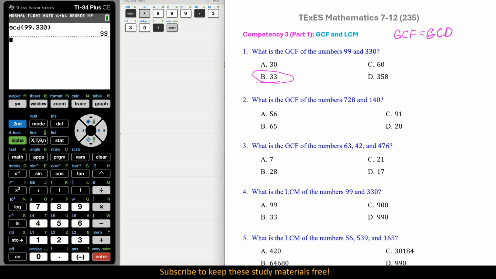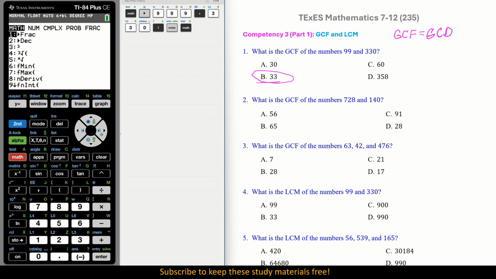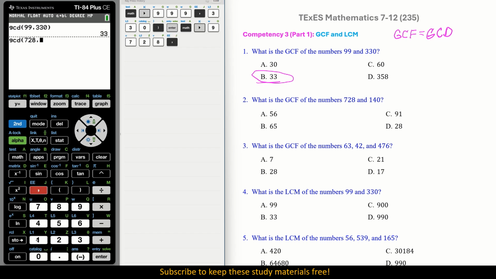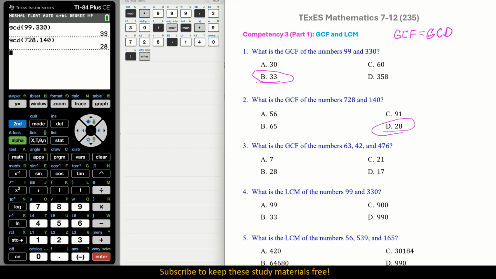All right, now the next one says, what is the GCF of the numbers 723 and 140? Okay, so we do the same thing, math, arrow over, number 9, and we need 720, comma, 140, close, and then enter, 28. That's option D.